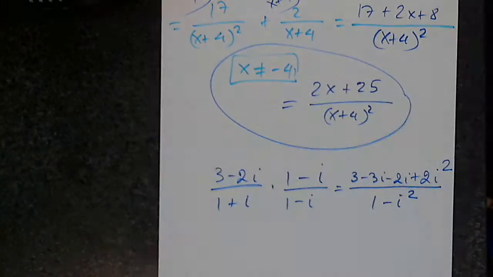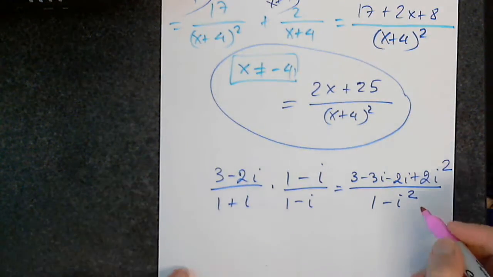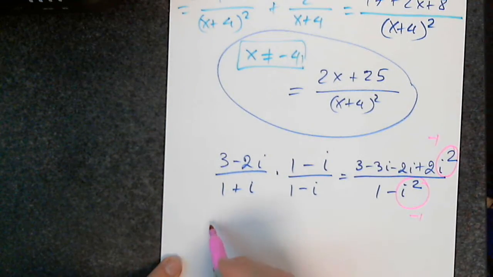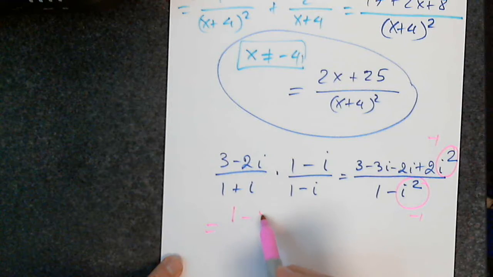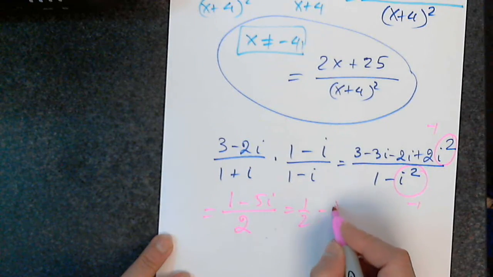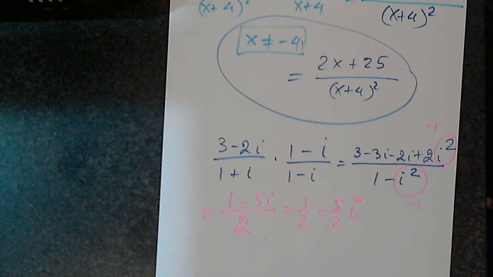What do I need to do next? Not yet. Into. So then the numerator becomes 1 minus 5i, and the denominator becomes 2. I have to separate it. 1/2 minus 5/2 i. Very good.